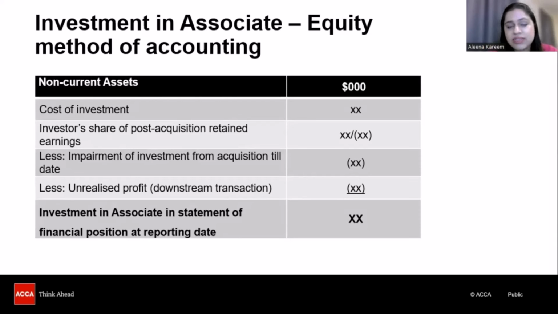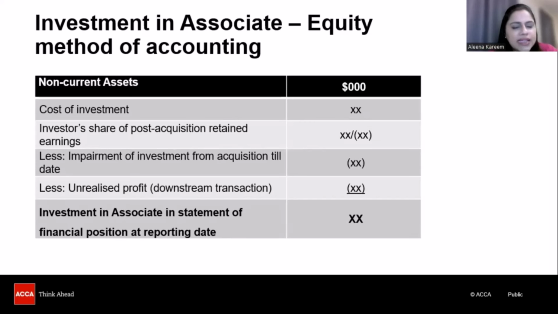However, if the question tells you that there has been an impairment of goodwill, then you have to subtract that from the date of acquisition till date. When we say post-acquisition retained earnings, if the acquisition was done 3 years ago, you still have to start from the date of acquisition and come down to the current reporting date. This is how the post-acquisition retained earnings are identified. On that, the percentage of investment is applied, which is why I've used the word investor's share of post-acquisition retained earnings. Then from this, we subtract the impairment of investment from acquisition till date, because when the retained earnings are for 3 years, from the date of acquisition till now, any other income or expense is also going to be from the acquisition till now.